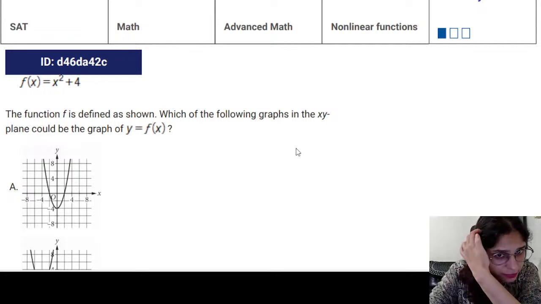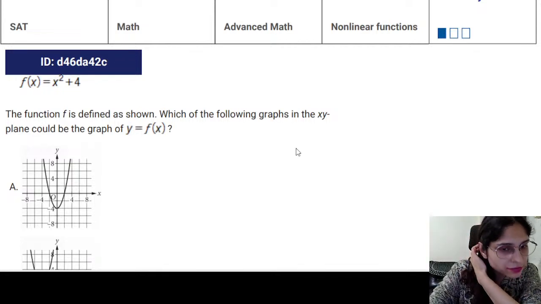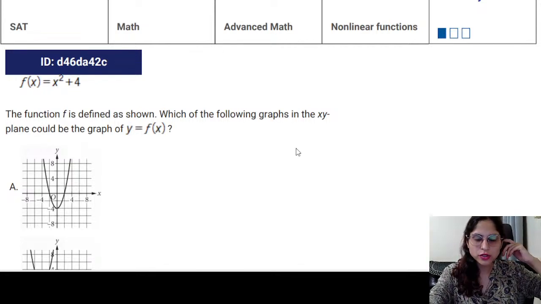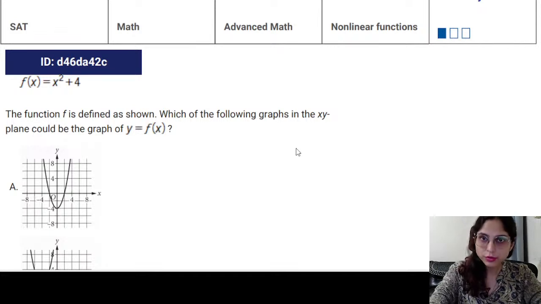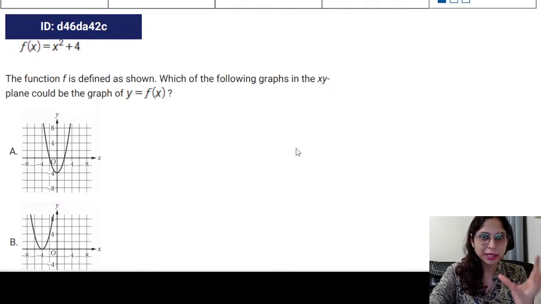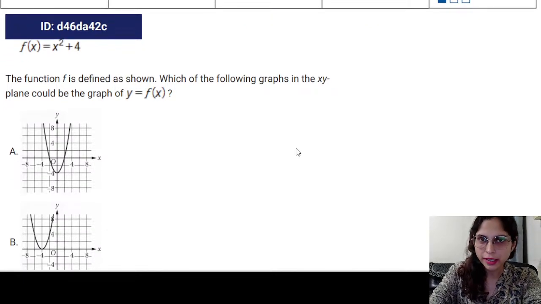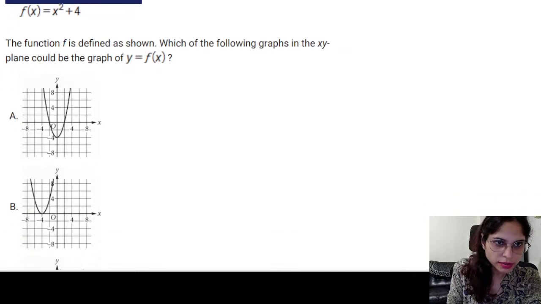X squared plus 4, the function is defined, which is the equation. So you can see, if you do not know how to do this question, you can directly go to Desmos and type f of x equals x squared plus 4. But let me tell you, 4 is your y-intercept. When x is equal to 0, y has to be 4. So based on that, option A is cancelled, because over here the y-intercept is negative 4.